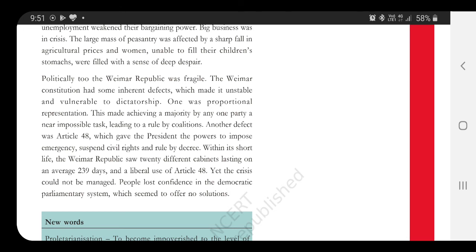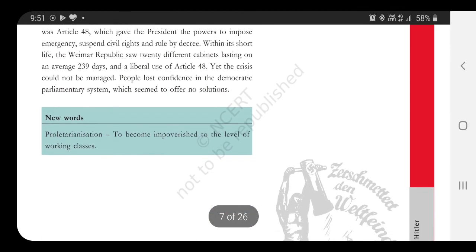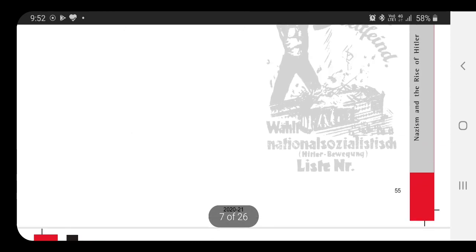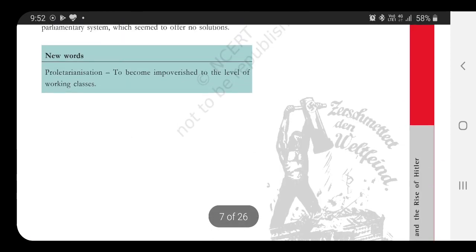Okay, so a coalition government would always be a weak government, and that's why people started longing for a dictatorship, right? People lost confidence in the democratic parliamentary system, which seemed to offer no solutions. So after this we shall discuss Hitler's rise to power. By now we must have understood the social, economic and political situation that led to the creation of situations for the rise of Hitler.